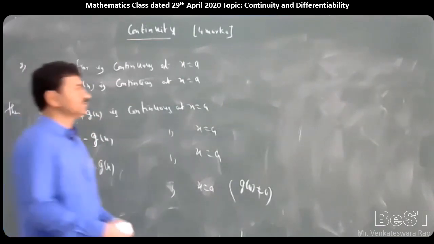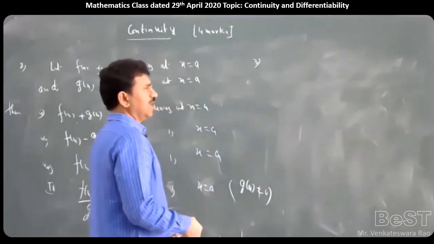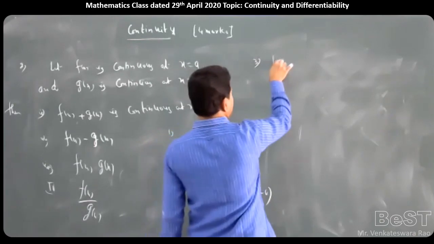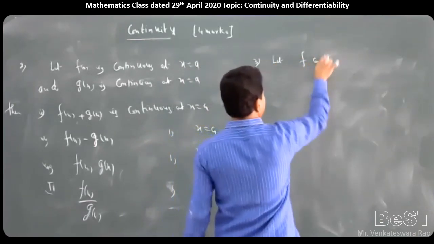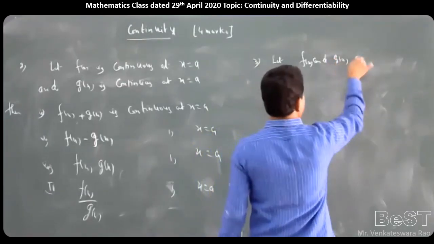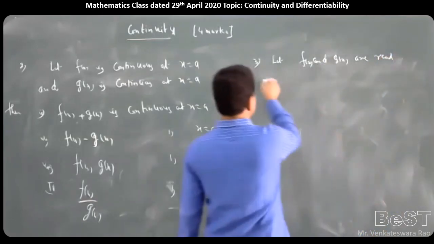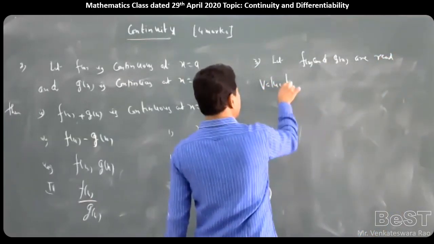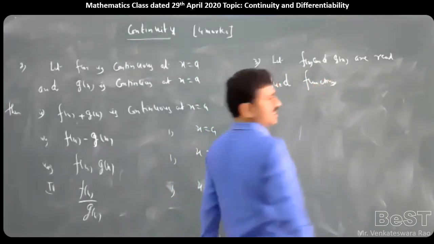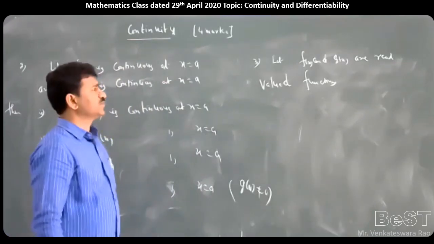Third one, order. Let f of x and g of x be real valued functions. What is the meaning of real valued functions? Their domain must be real numbers or a subset of real numbers.